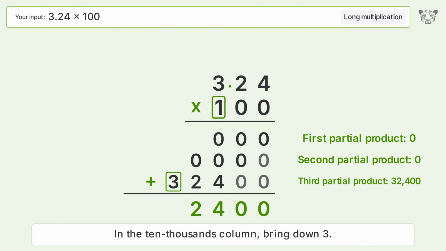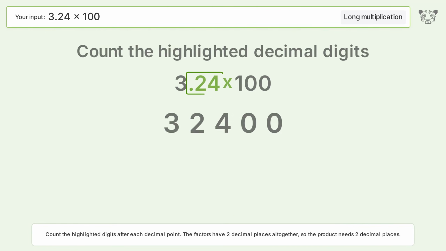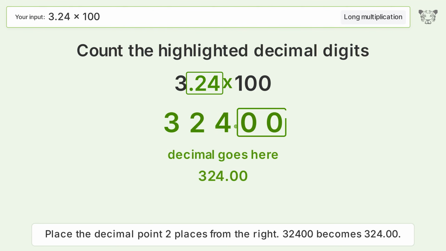In the ten thousands column, bring down 3. The whole number product is 32,400. Count the highlighted digits after each decimal point. The factors have 2 decimal places altogether, so the product needs 2 decimal places. Place the decimal point 2 places from the right.